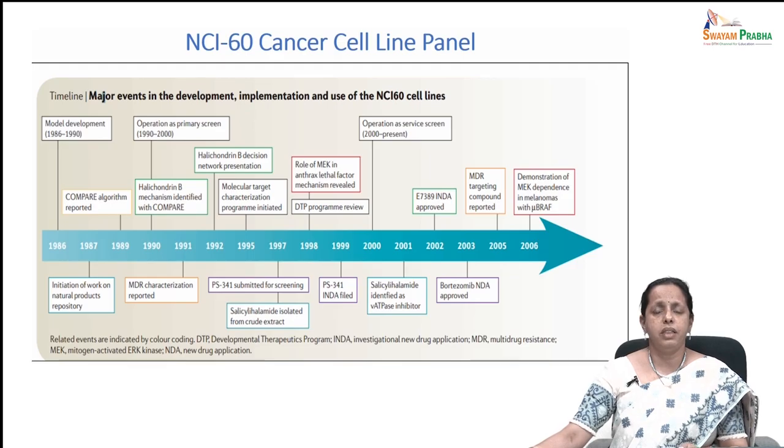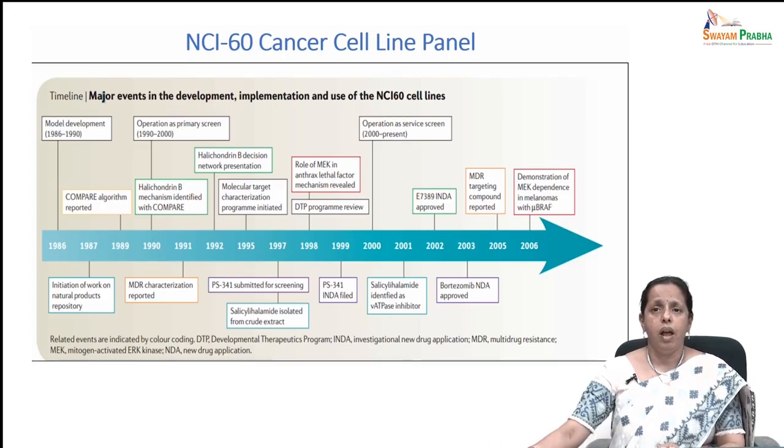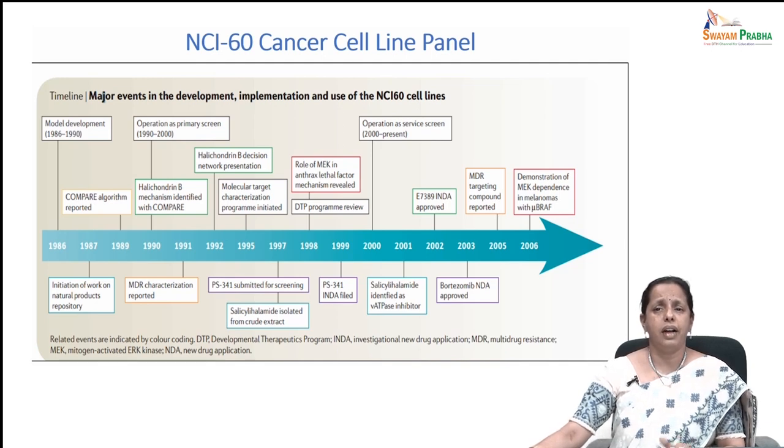This diagram represents the development, implementation, and use of the NCI-60 cell lines. The work proceeded through three phases: model development, operation as a primary drug screen, and operation as a key utility of the cell line screens. As I mentioned before, this work was initiated by Paul and his team. There have been several algorithms for comparing results across multiple compounds. These algorithms allowed the system to inform whether a compound was unique in its profile of cell killing or cytotoxicity, could suggest a mechanism of action, or did not share a mechanism of resistance with established reagents.